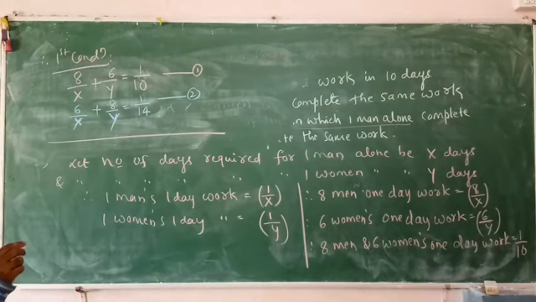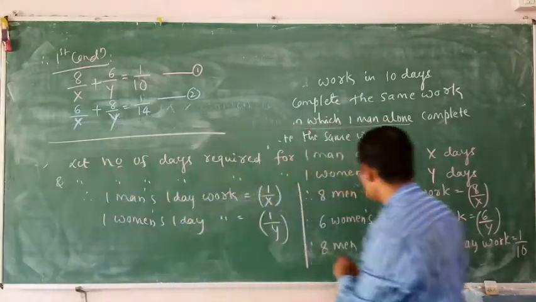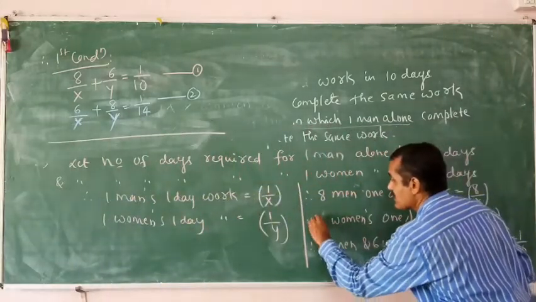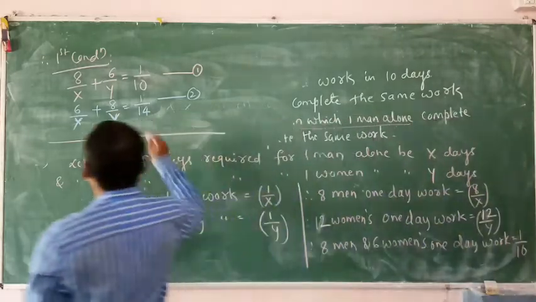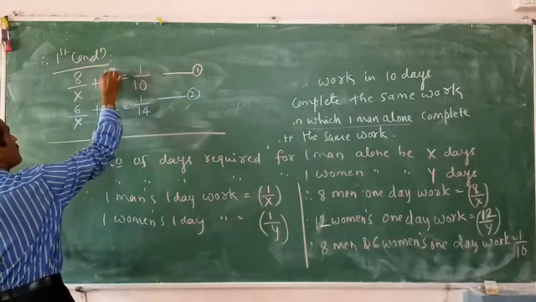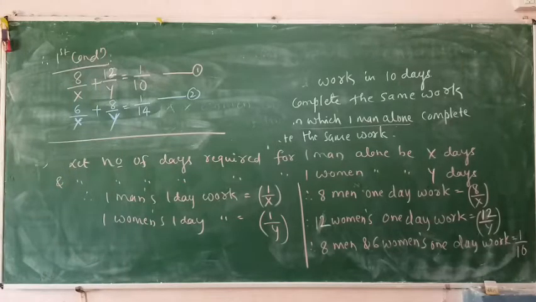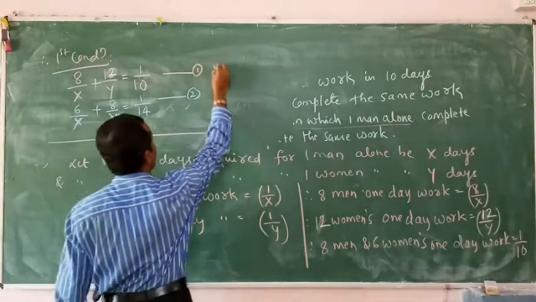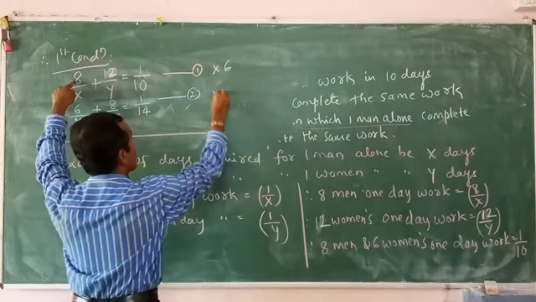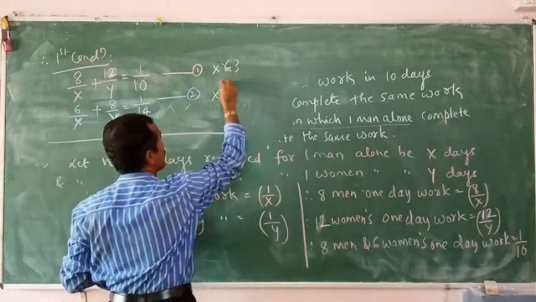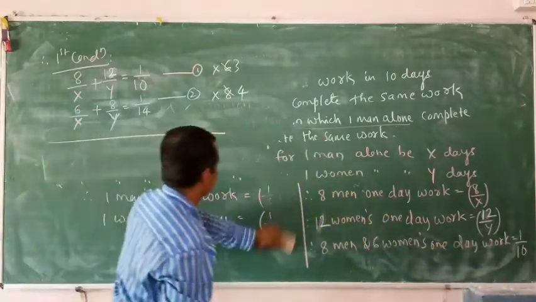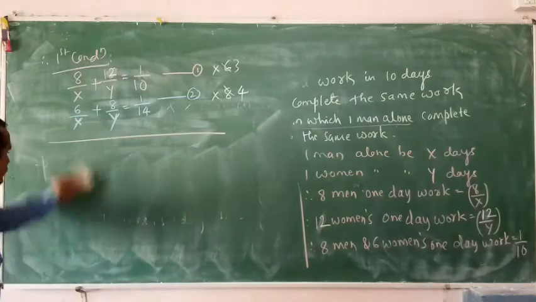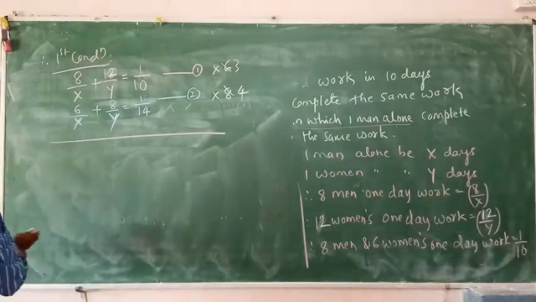Oh, somewhere there is a mistake. The first equation is not 6 women, it is 12 women. Mistake. 12 women's one day work is 12 by y. Okay, it's 12 women. Now it is multiplied by 6, multiplied by 8. It can be simplified. 2 3s are, 2 4s are. Okay, let me simplify.